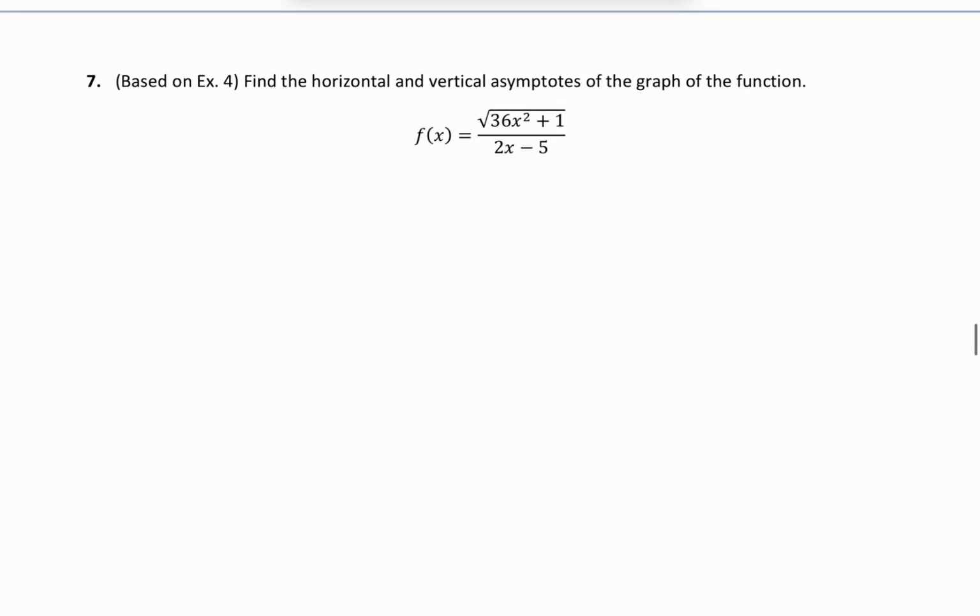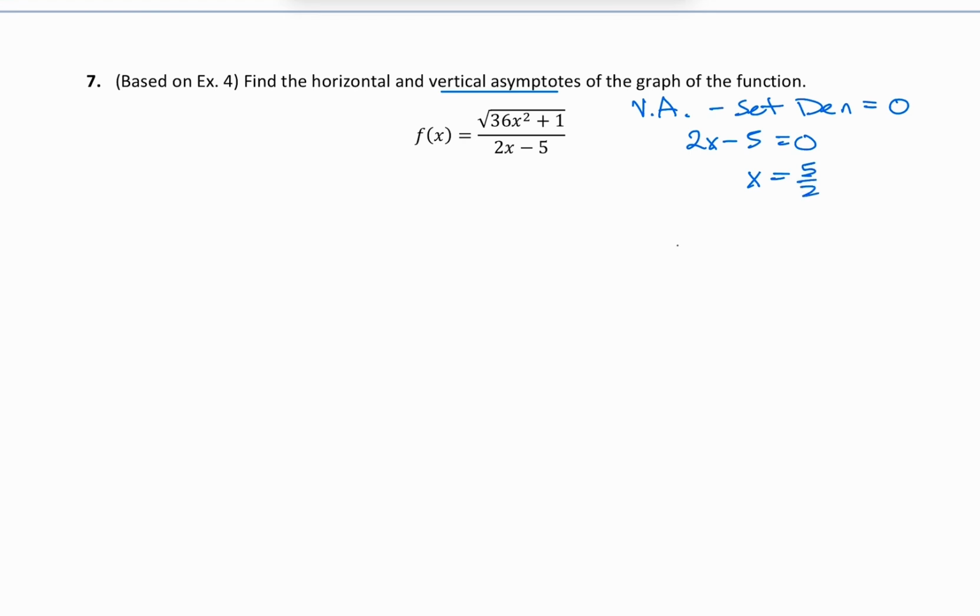Here we're going to find the horizontal and vertical asymptotes of the graph of this function. It's got a square root in it, so we've got some work to do. So the vertical asymptotes, we've learned that one before, and for that one, we just set the denominator equal to 0 and solve. So setting 2x minus 5 equal to 0, we get x equals 5/2. So that's our only vertical asymptote.